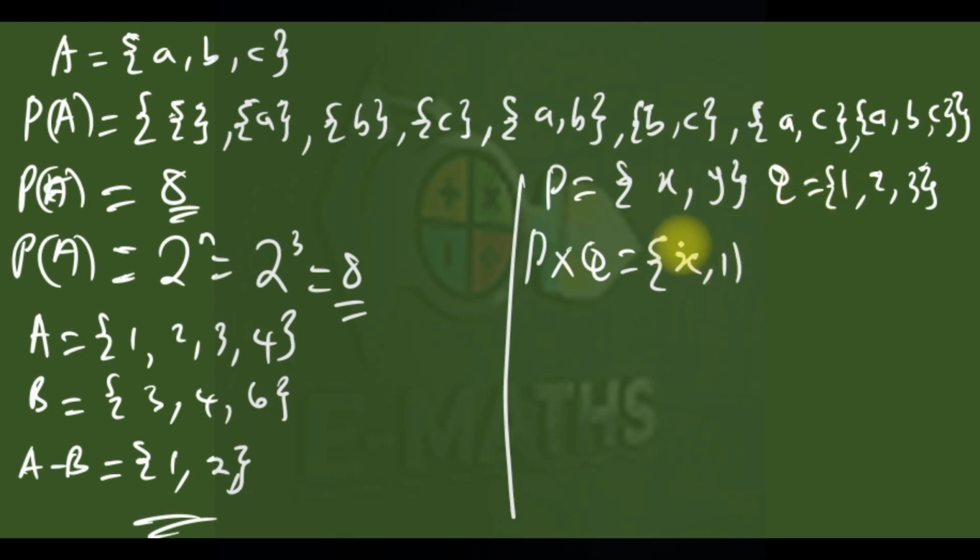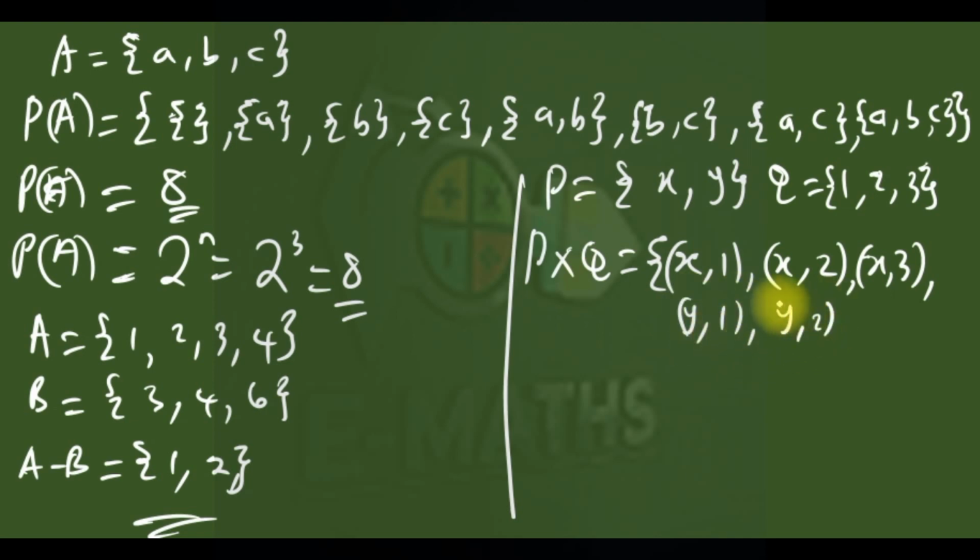X, 1. That same X, 2. So do you notice something? So I'll count X, P before Q. Also, we have 3 remaining. X, comma 3. So we are done with X. We start with Y again. Y, 1. Y, 2. Y, 3. So that's it.